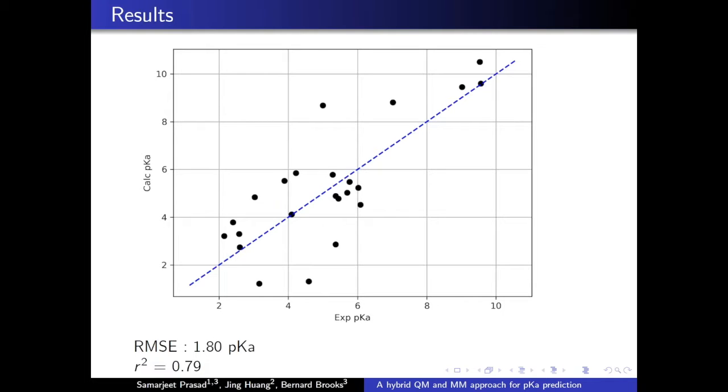This is the result that we obtained. We got an RMSE of 1.8 pK and an R squared of 0.79. The initial submission that I did was only for type 1, but after that we converted that into type 3, because type 3 is the only result that we got from the organizers.